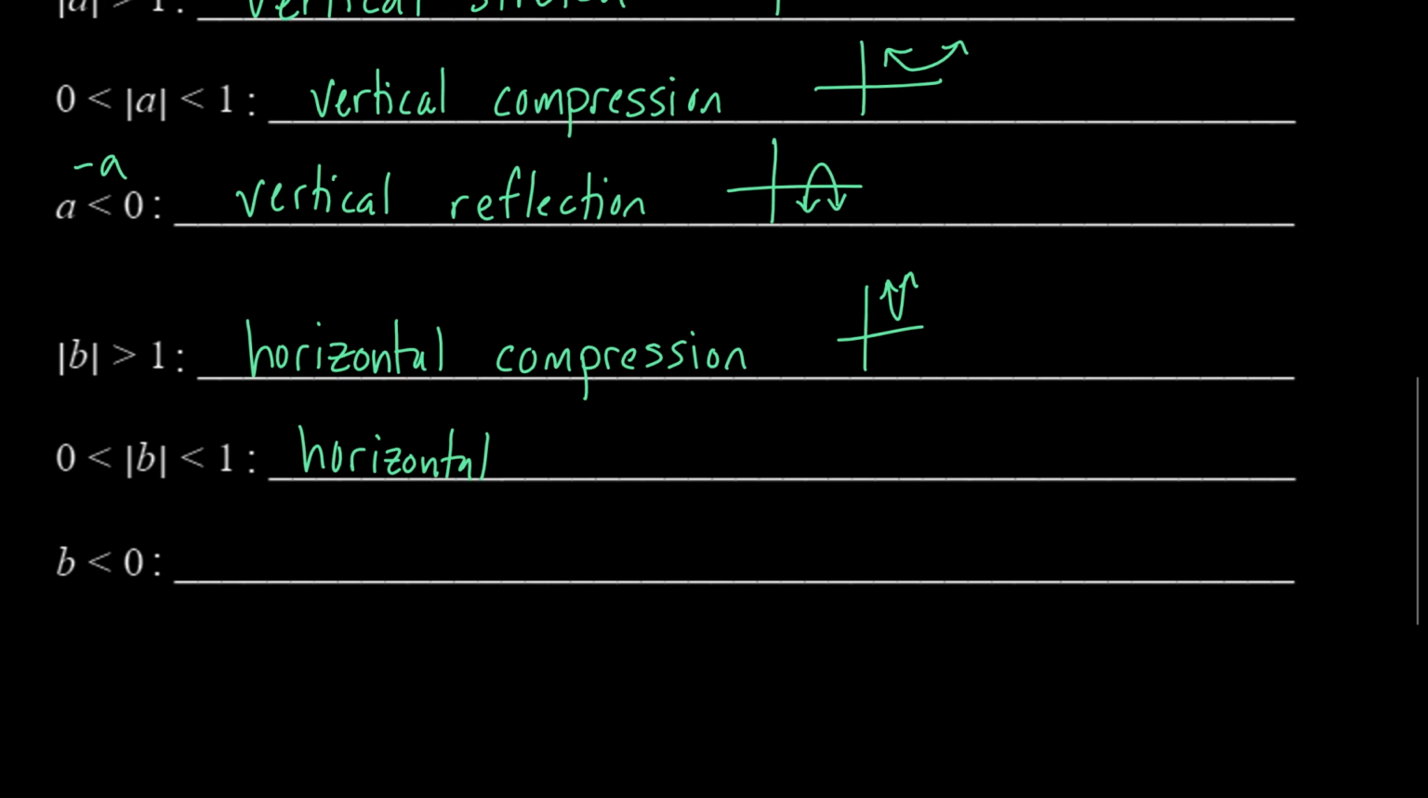So if B is between 0 and 1, meaning it's a fraction, so it's less than 1, and remember it's backwards from A, is that a horizontal stretch or compression? It's a stretch. Meaning, on the horizontal, I am now stretching it outward. What's happening to our graph? It's getting wider. Again, it looks exactly like a vertical compression. It's wide.